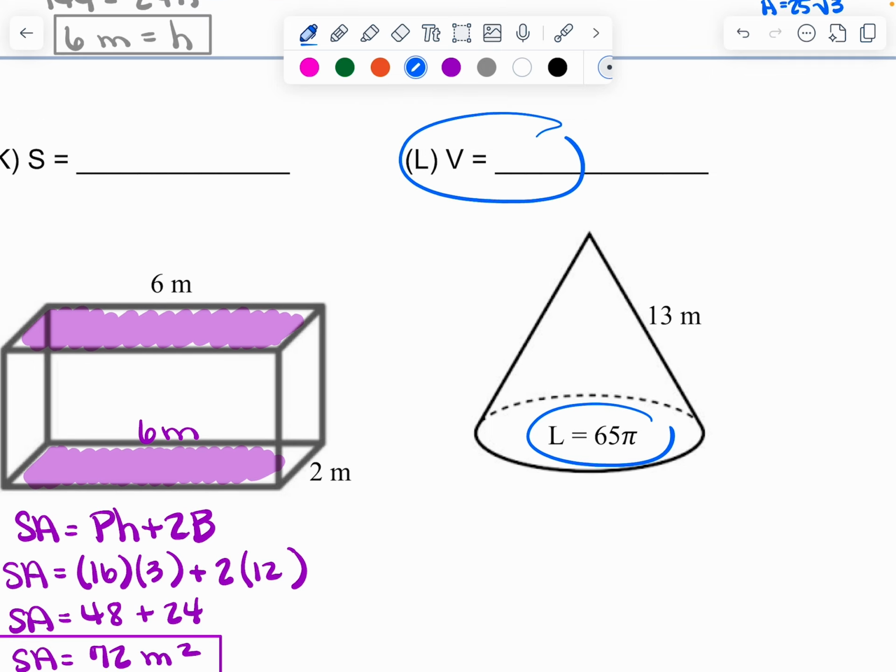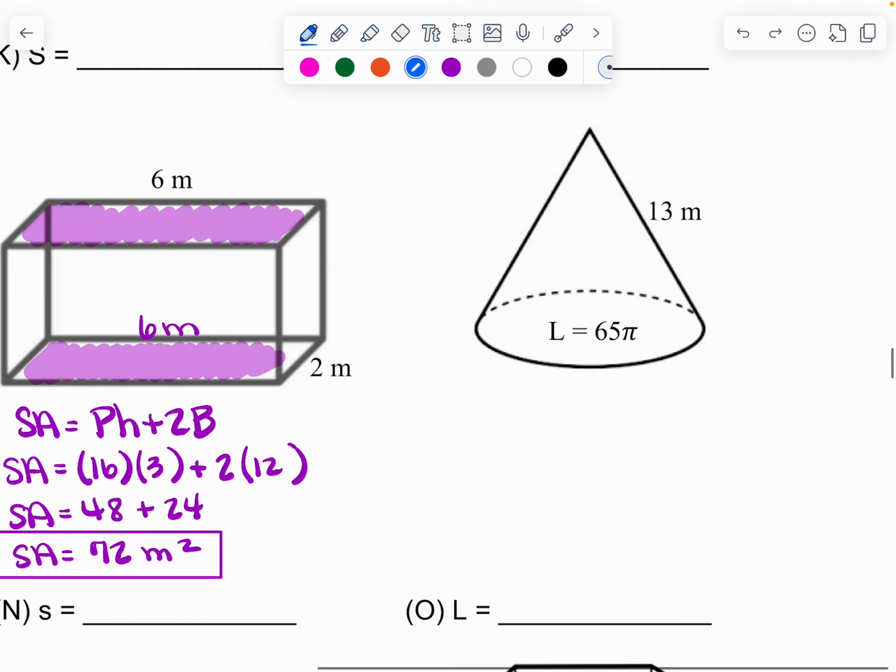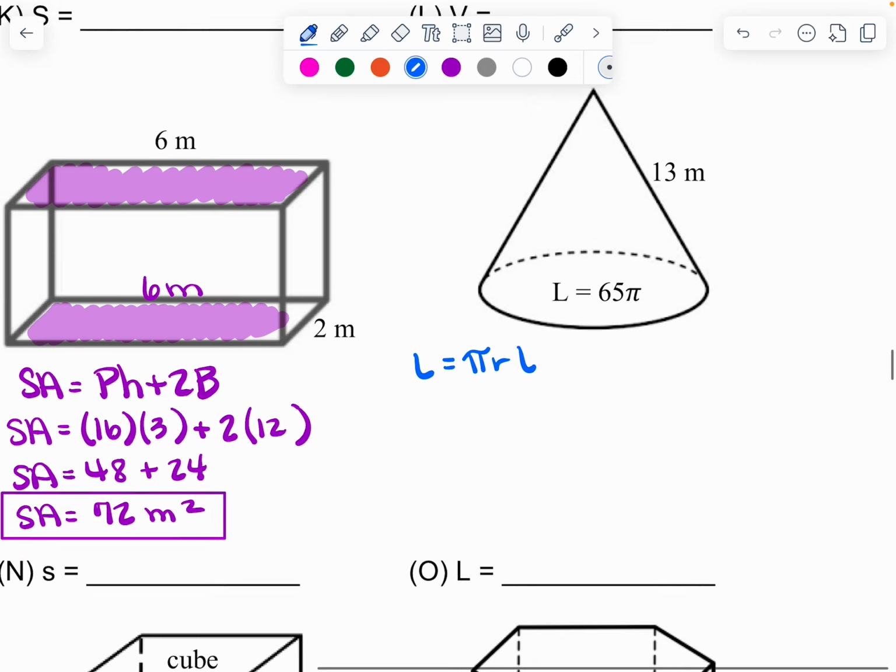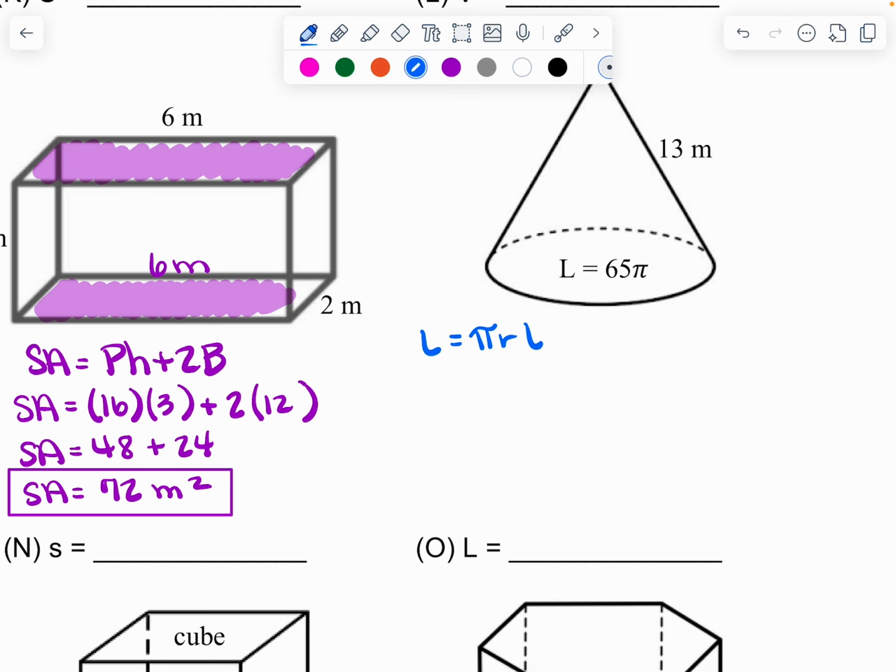All right, letter L. Again, they gave you the lateral surface area, but notice they're wanting you to find volume. So again, this is going to be a multi-step question because I have to use one formula to solve for a missing variable so I can solve for another formula. Okay, so obviously if all we know is the lateral area, then I need to just use the lateral area formula for the cone, which is pi RL.